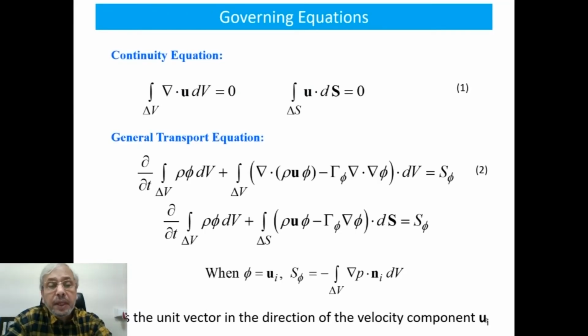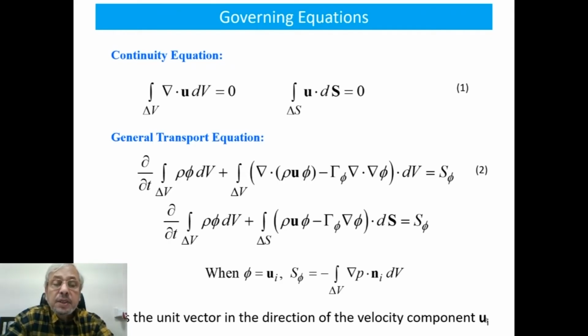Now, the governing equations. The first equation is the continuity equation, that is, the divergence of the velocity vector in a flow field is 0, and in an element, of course, it is 0. We have written the volume integral of the divergence of the velocity vector over the control volume of interest equal to 0. Then we have converted that volume integral into a surface integral.